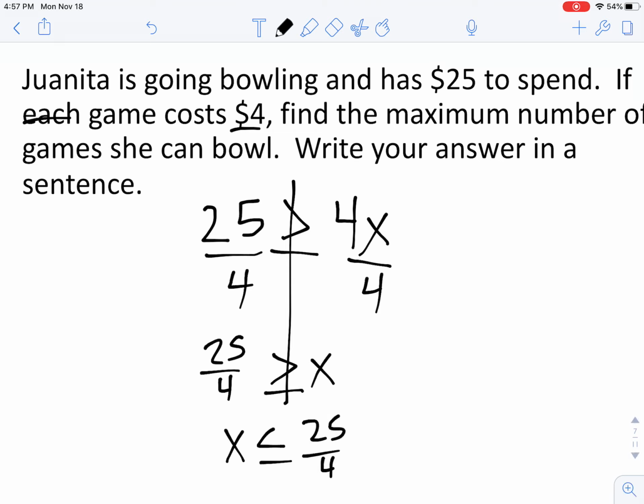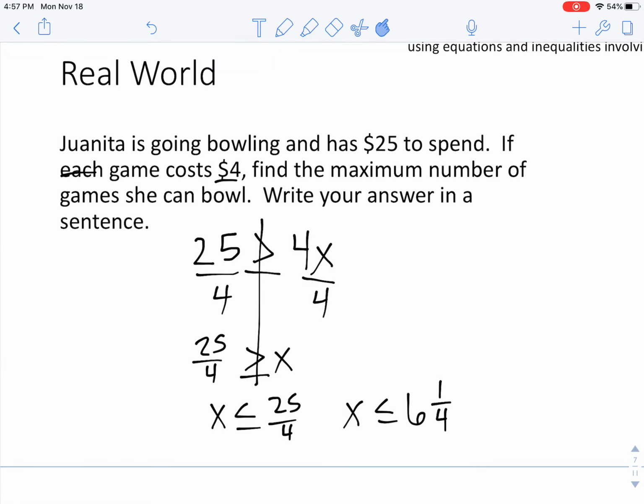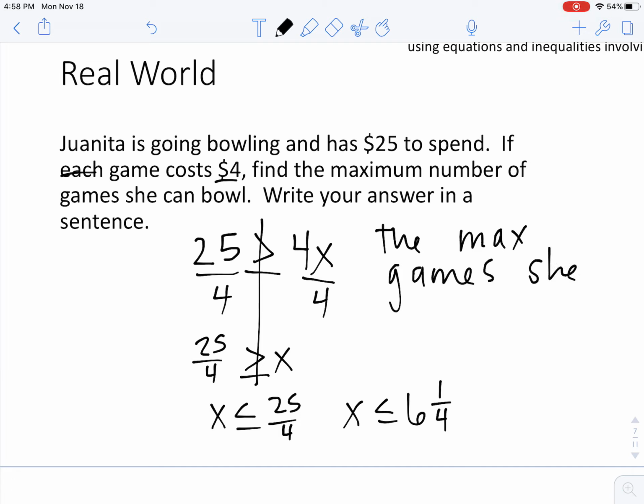And I'm going to write this as a mixed number. So x is less than or equal to 4 goes into 25 6 times with 1/4 left over. So we know she has to play less than 6 1/4 games. We're trying to find the maximum number of games she can bowl. Well, she can't bowl a fourth of a game. So the max games she can bowl is 6.